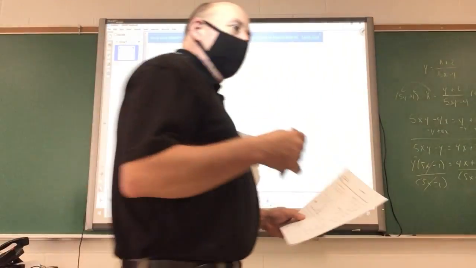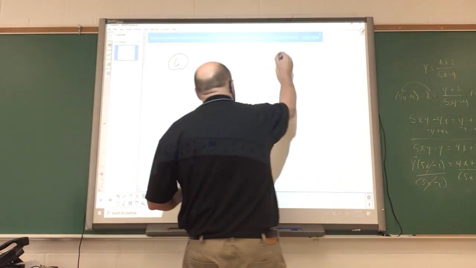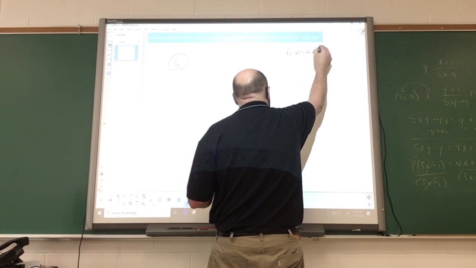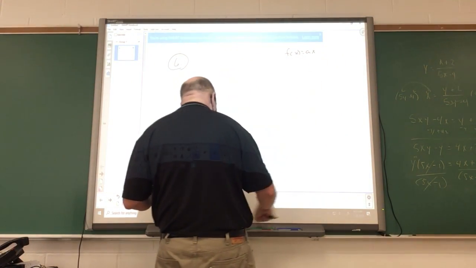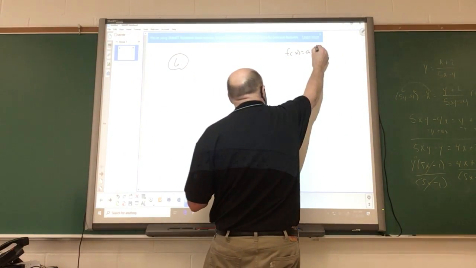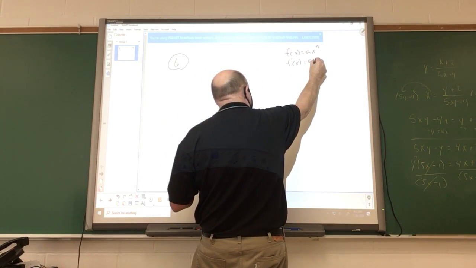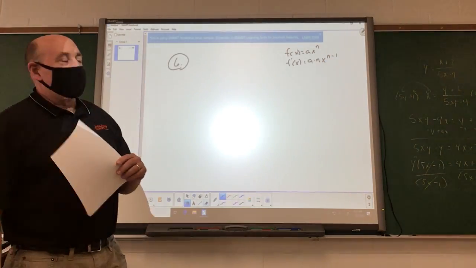We now have three rules according to derivatives. We have our exponent rule, we have our product rule, and we have our quotient rule. Exponent rule. When you have f of x equals ax to the n, our derivative is a times n, x to the n minus 1. That is our exponent rule.